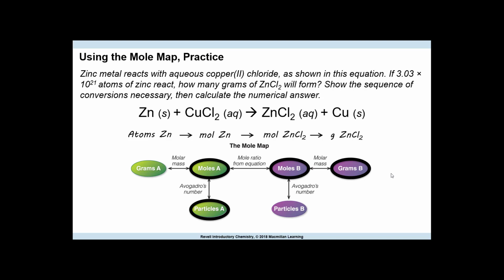So this question gives us the number of atoms of zinc. It asks us how many grams of zinc chloride will form. From the mole map, we can see that we are given particles of one species. Let's call it particles of A. We're asked for grams of another species. That's grams of B. From the mole map, we see that we must go particles of A to moles of A to moles of B to grams of B. So this means that we must go from atoms of zinc to moles of zinc to moles of zinc chloride to grams of zinc chloride.